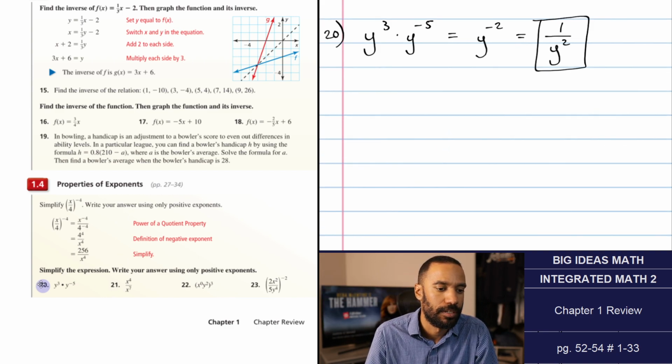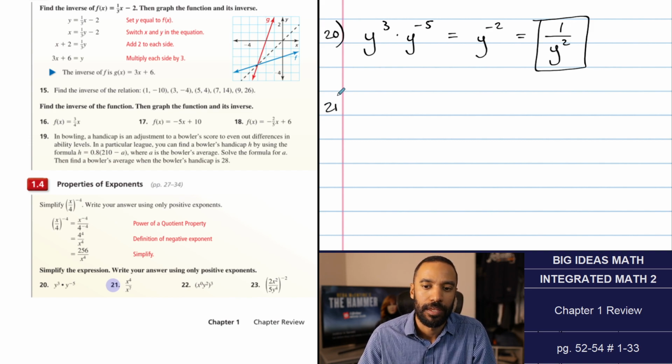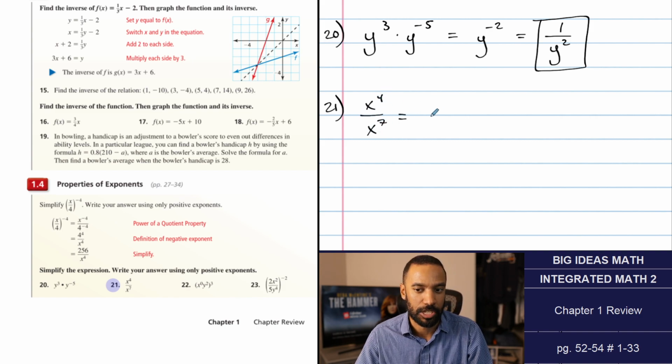21. We have x to the 4th divided by x to the 7th. Now, the way that they would kind of teach it to you is you keep the base and subtract the exponents. So x to the 4 minus 7 is negative 3rd. As a positive, that's 1 over x cubed.